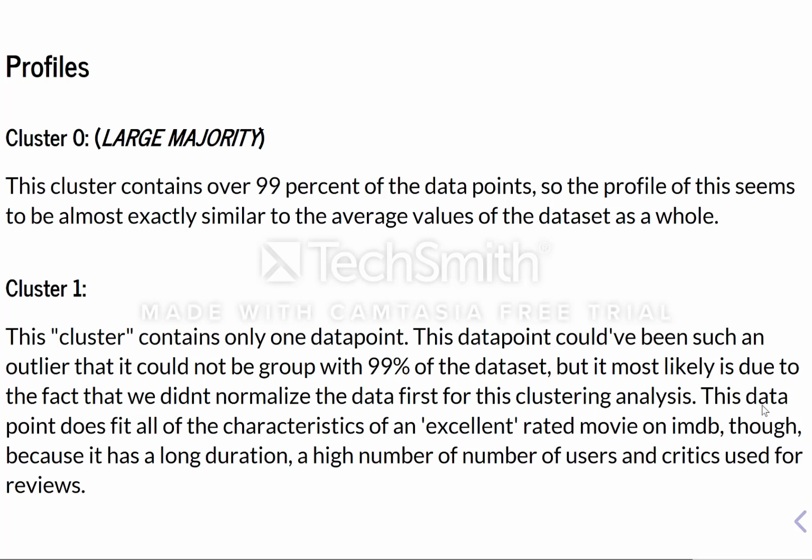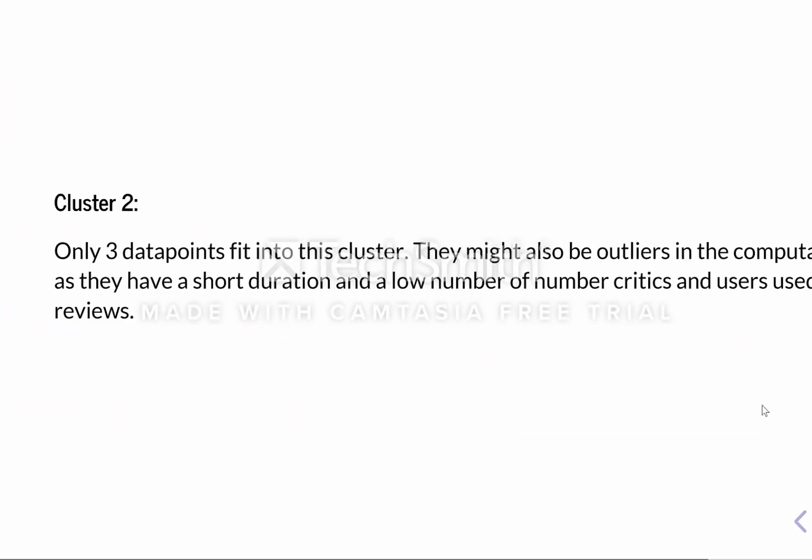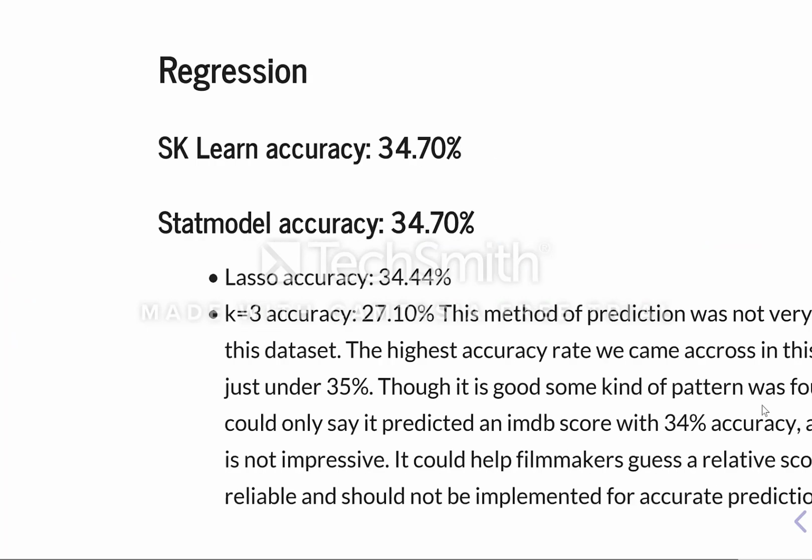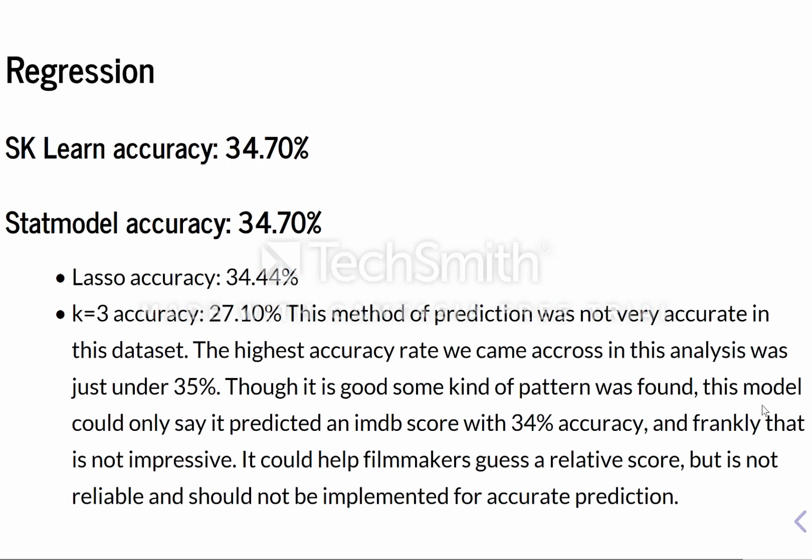Here's profiles from each cluster if you'd like to look at those closer. Overall, this is that clustering was not a very good way to determine IMDb score. So summary. Overall, we determined that using machine learning tools to predict IMDb score was not as easy as it seemed. We had lots of data, but we weren't even able to get an accuracy score over 80%. So it was difficult.